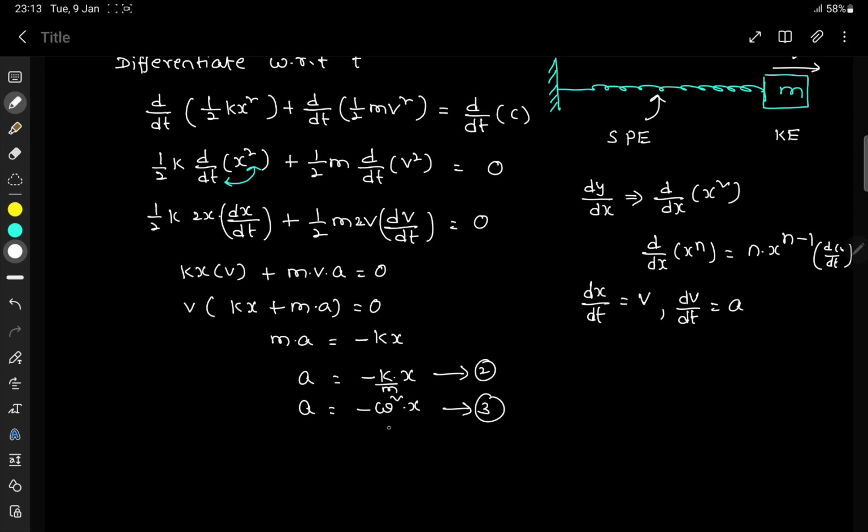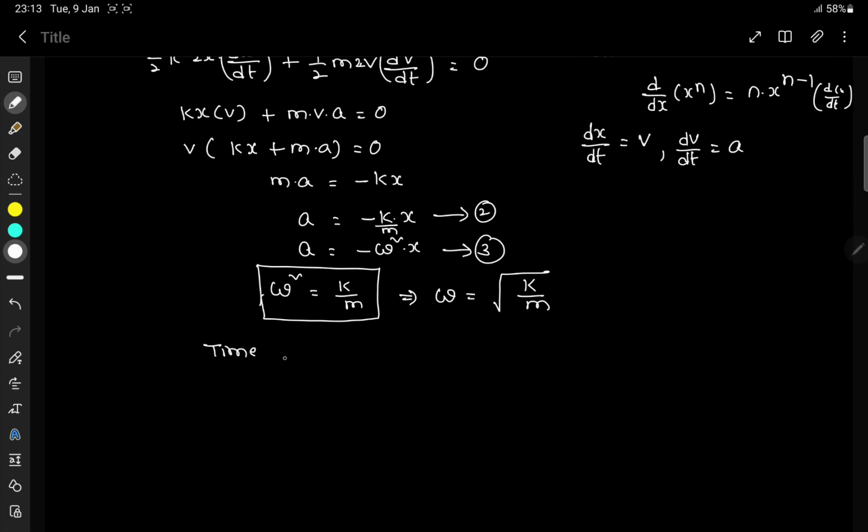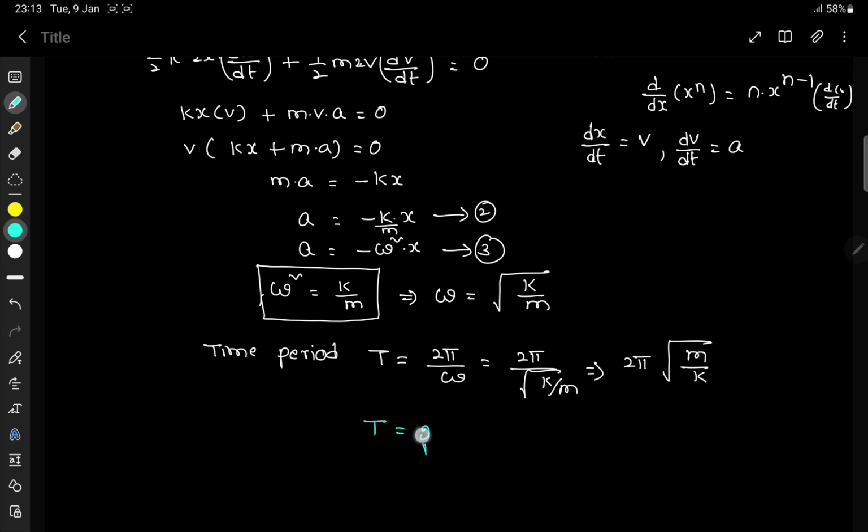Now comparing these two equations, omega square equals k by m. This is a very important relation that we are going to use. So omega equals square root of k by m. We need the time period: T equals 2 pi by omega, that means 2 pi by square root of k by m, which simplifies to 2 pi into square root of m by k. This is what we already derived in the force method.